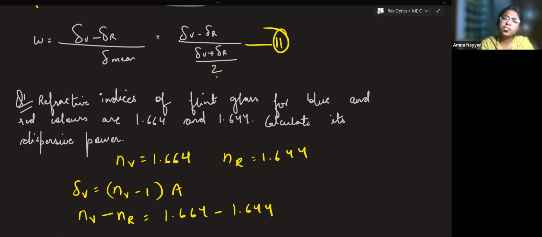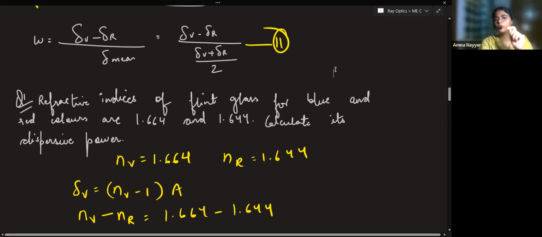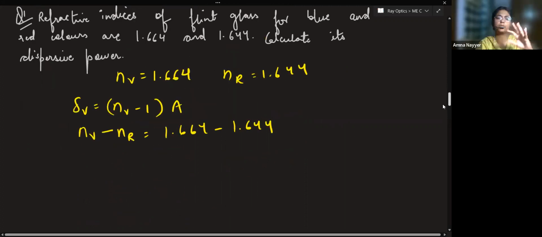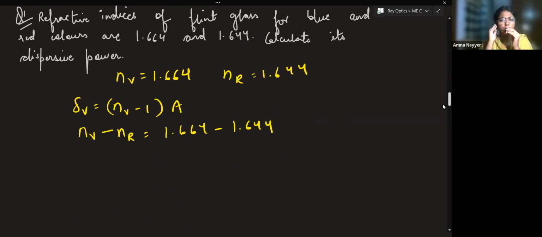For blue, you can use blue and red. If it is mentioned, that means violet and red only, because they won't specify in your spectrum. You have violet, indigo also, apart from blue. Sometimes blue is also mentioned. So if in your exam also blue is mentioned, take it as violet.